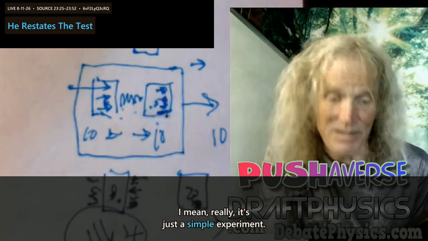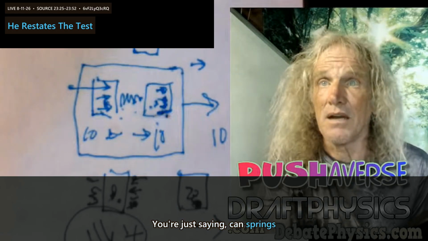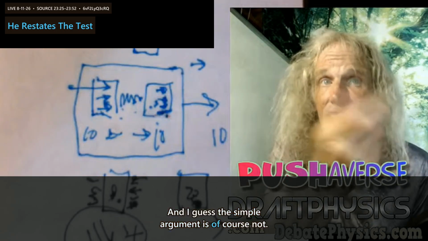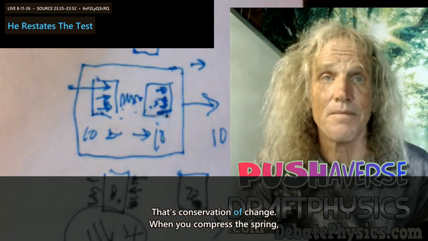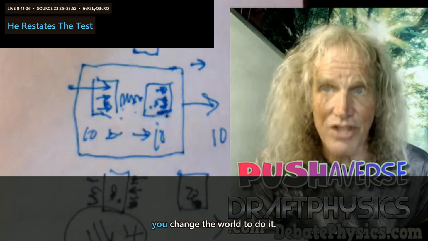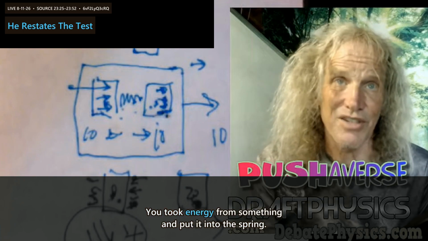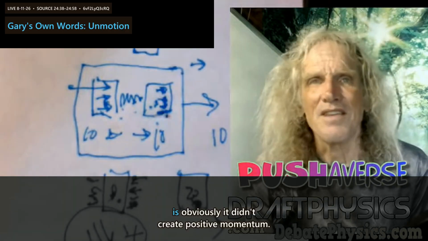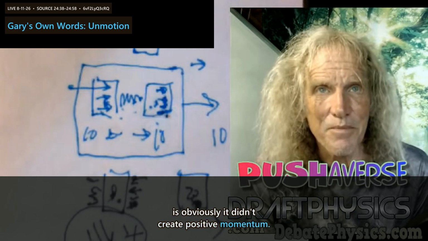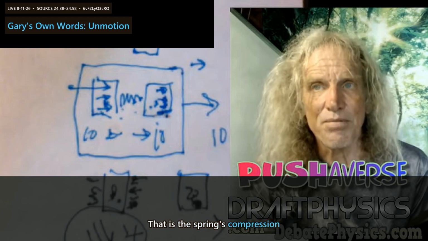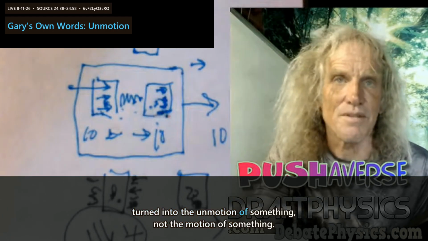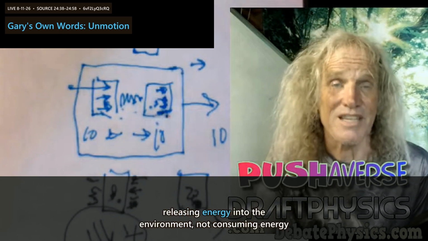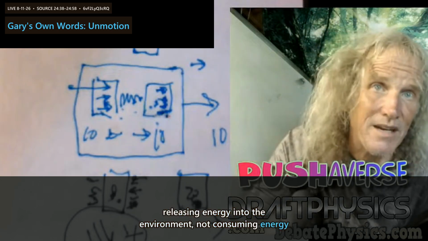I mean, really, it's just a simple experiment. You're just saying, can springs release energy without changing the world? And I guess the simple argument is, of course not. That's conservation of change. When you compress the spring, you change the world to do it. You took energy from something and put it into the spring, and now when you release it, you have to account for it. Because obviously it didn't create positive momentum. The spring's compression turned into the unmotion of something, not the motion of something. The work was done releasing energy into the environment, not consuming energy out of the environment.